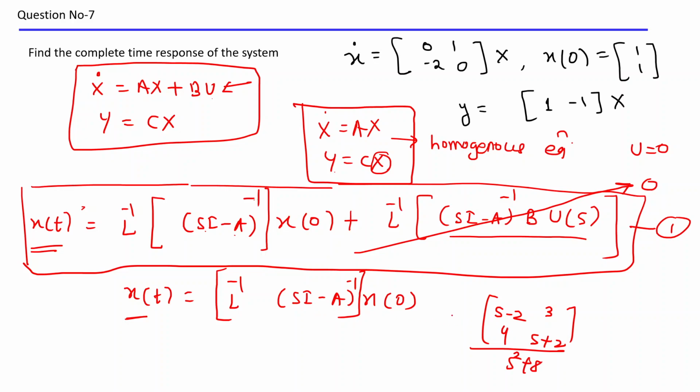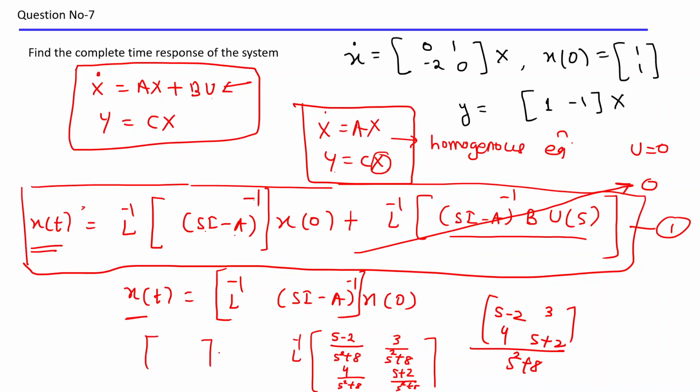Then what you do is take the inverse Laplace transformation of this. Inverse Laplace transform means you have to find the inverse Laplace transformation of each individual term: S minus 2 divided by S square plus 8, similarly 3 divided by S square plus 8, 4 divided by S square plus 8, and S plus 2 divided by S square plus 8. These are the 4 terms. After finding the inverse Laplace transformation, we'll get 4 terms.